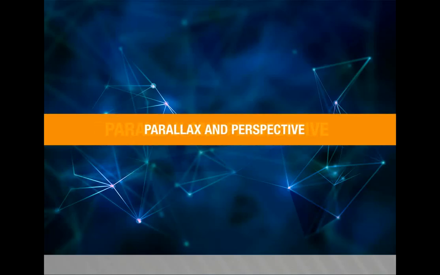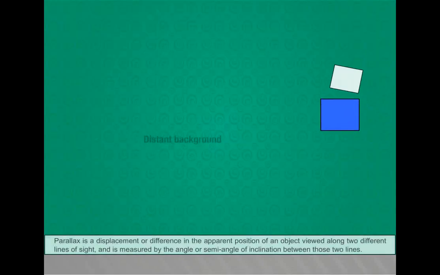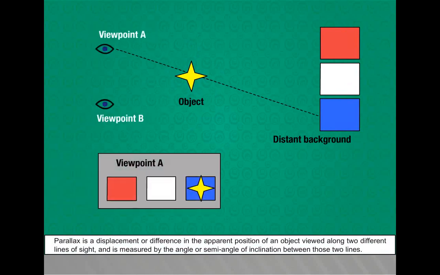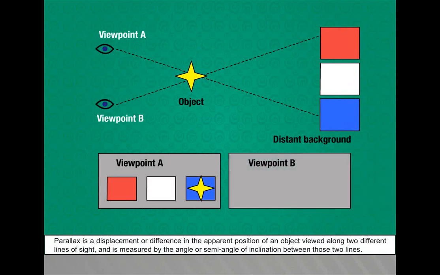Parallax and perspective. In this video, we are going to see about parallax and perspective. Parallax is a displacement or difference in the apparent position of an object viewed along 2 different lines of sight and is measured by the angle or semi-angle of inclination between these 2 lines.